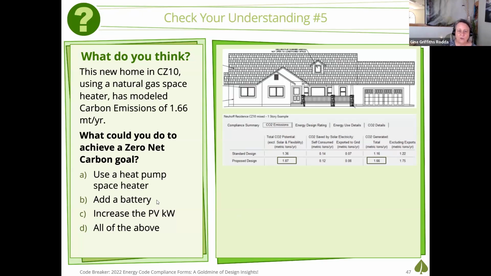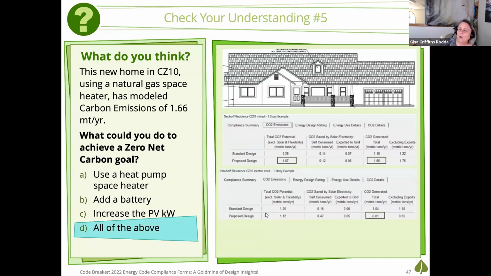So Marissa's saying A, use a heat pump water heater. Robert's saying, hey, I think we need to do all of the above. So this is from our architect class. You guys are going to want to take the architect class if you want a deeper dive in this. And it actually took all of the above to get a 0 score. Just changing to a heat pump water heater was not enough.